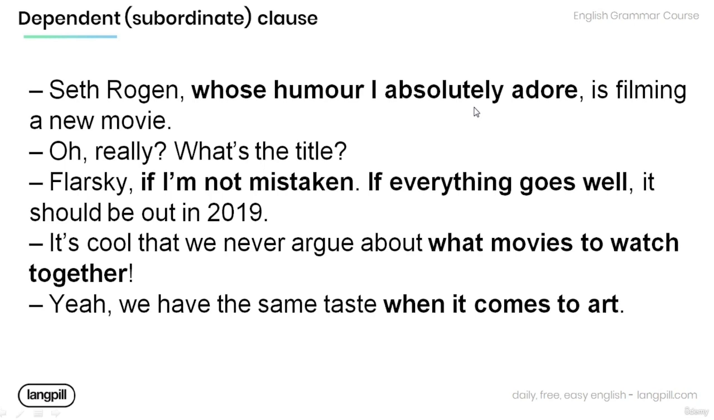Seth Rogen, whose humor I absolutely adore, is filming a new movie. Oh, really? What's the title? Clear Sky, if I'm not mistaken. If everything goes well, it should be out in 2019. It's cool that we never argue about what movies to watch together. Yeah, we have the same taste when it comes to art.